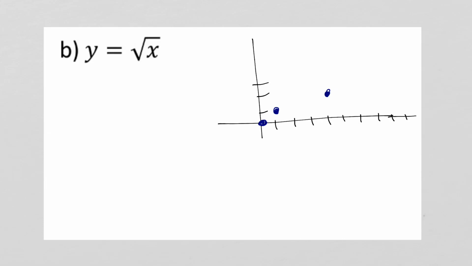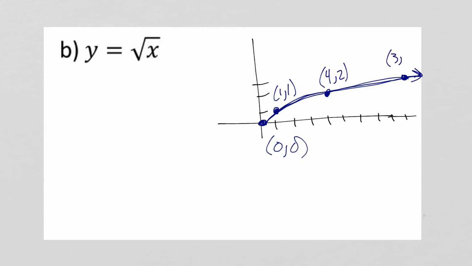After that, the next nice square number is 9. And the square root of 9 is 3. So I get that point right there. And my square root function looks kind of like that. Kind of like that right there. And let's think of these points: 0, 0; 1, 1; 4, 2; and 9, 3.